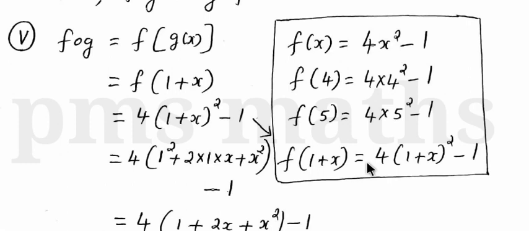What is f of 1 plus x? 4 into 1 plus x whole square minus 1. That means instead of this x, we can substitute 1 plus x. Here 4 into, instead of this x, we write 1 plus x whole square. Here 2 times are there, therefore put a bracket. Then write this square. Then write minus 1. This is the value of f of 1 plus x. Therefore instead of f of 1 plus x, we can write 4 into 1 plus x whole square minus 1.